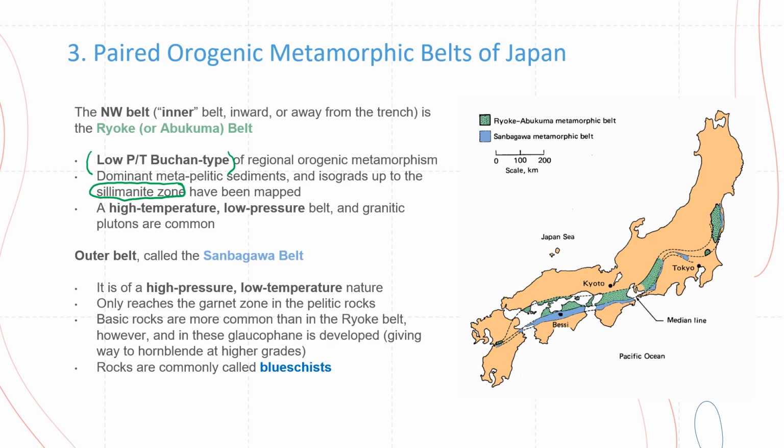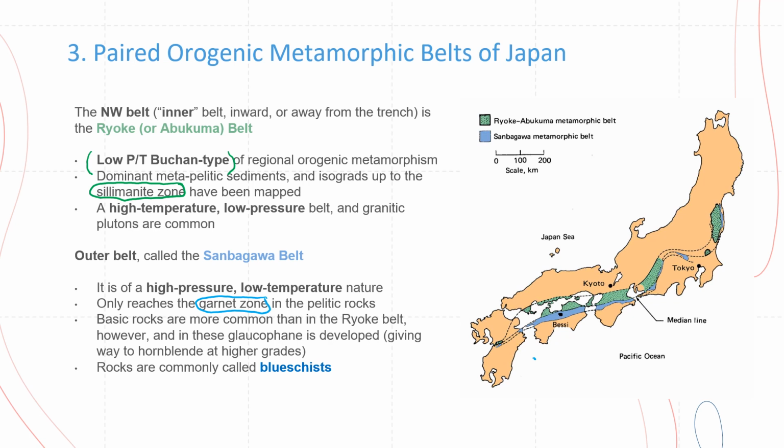The outer belt, on the other hand, is called the Sambagawa belt, and this one is high pressure, low temperature in nature. So it only reaches the garnet zone in pelitic rocks, and basic rocks are more common here than in the Ryoke belt. However, in these areas, glaucophane is developed. So this gives way to hornblende at higher grades, and the rocks here are commonly called blueschists.